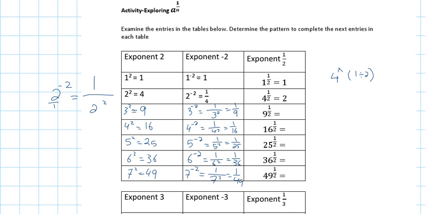So 4, put your power button, which is either the x to the y, y to the x, or the hat. And then put bracket, 1 divided by 2. And what did you guys get? 2.